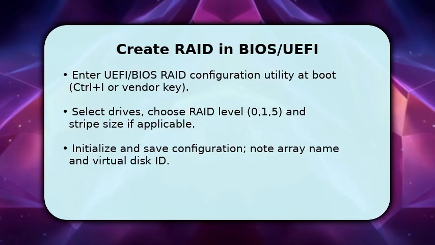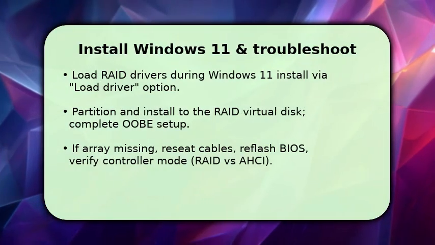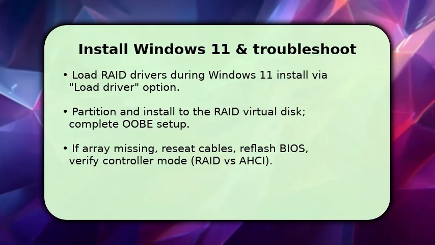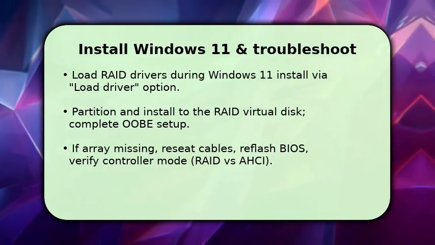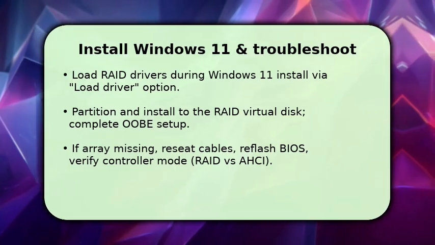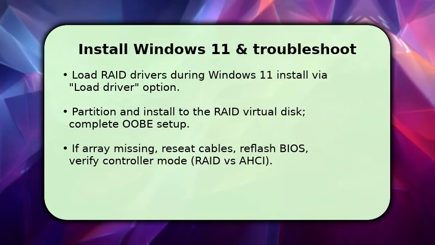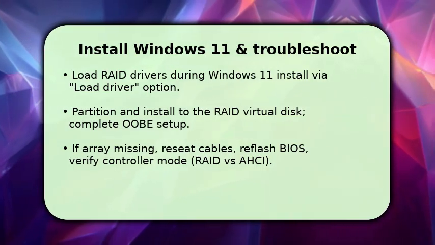You begin Windows 11 installation, and when the installer cannot see disks, click Load Driver and supply the motherboard RAID driver from USB. This lets Windows recognize the virtual disk. Then partition and install Windows to the RAID volume, finish OOBE, and install chipset and storage drivers inside Windows.